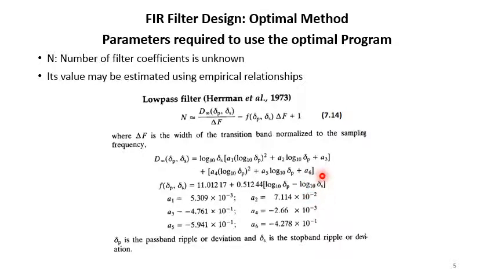You understand that delta s and delta p are basically the ripples in the stop band and pass band respectively. Whereas a1, a2 and so on are values which are constants. In filter design, we first need the specification, where it is mentioned what the pass band ripple should be, what the stop band ripple should be, and so on. So with the given specification, by putting them into this equation, we get a rough estimate of the number of coefficients required for the proposed filter.